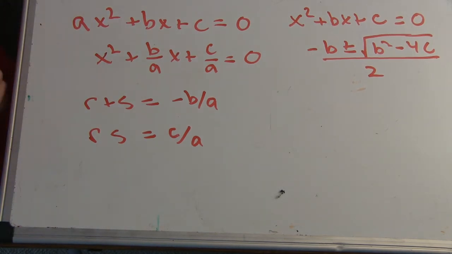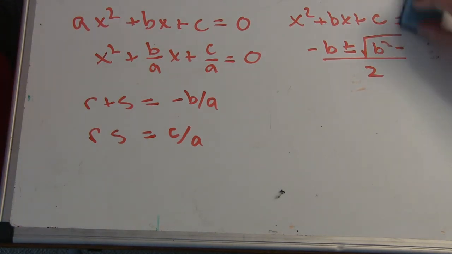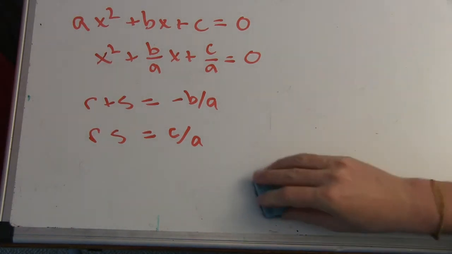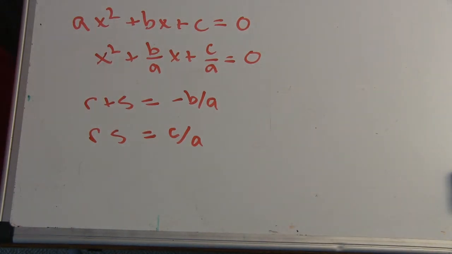Well, let's go through the same steps. We know that both of the roots are equidistant from the vertex of the parabola, which we can call distance z. So we know r equals what? Would the first step be to say that r plus s over 2 would be equal to z?